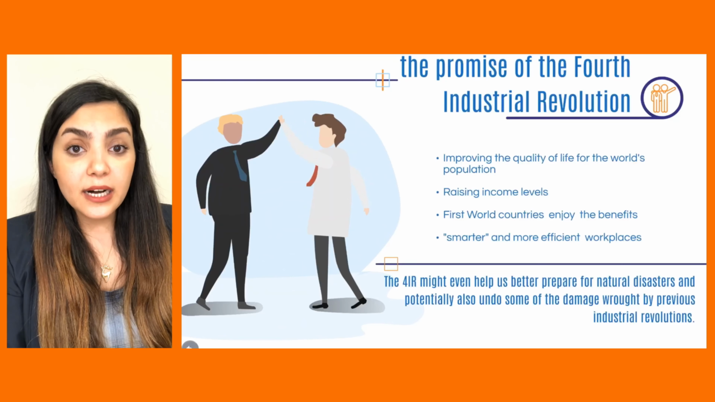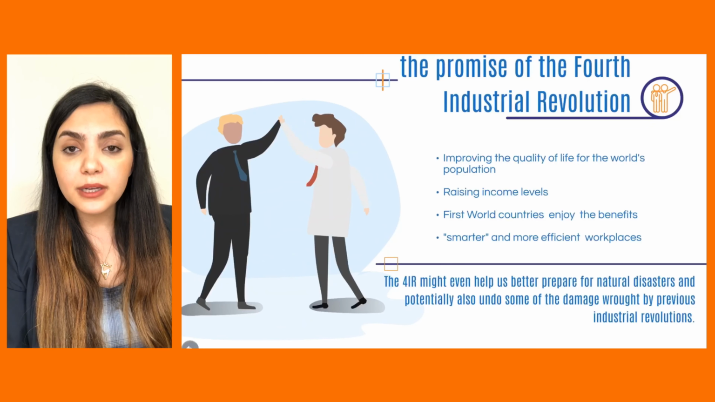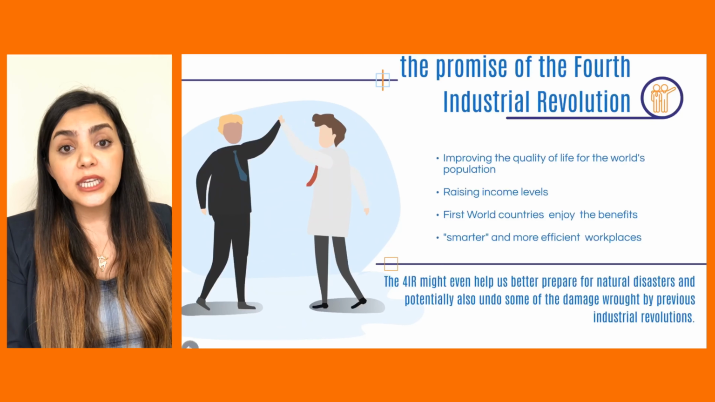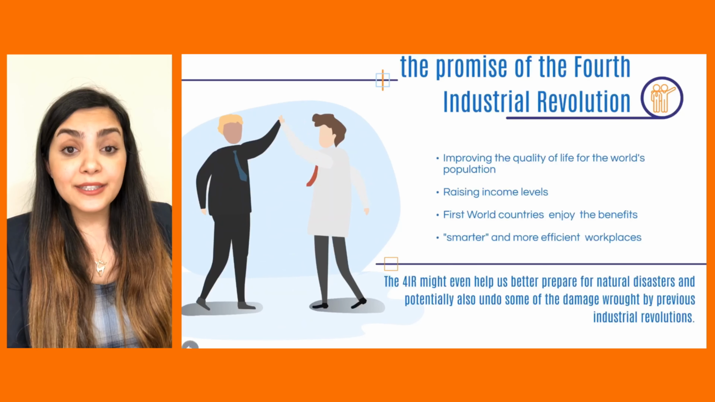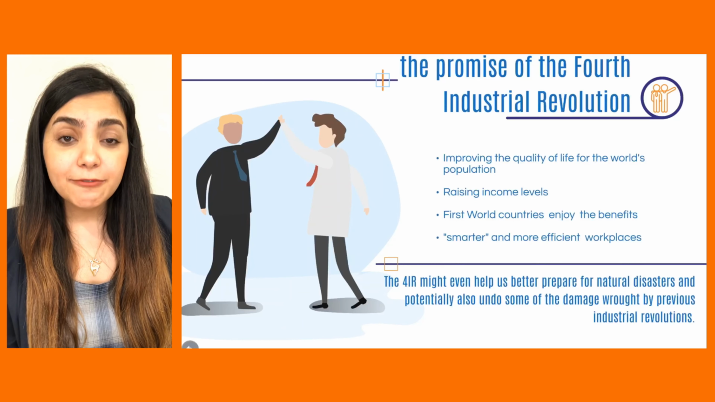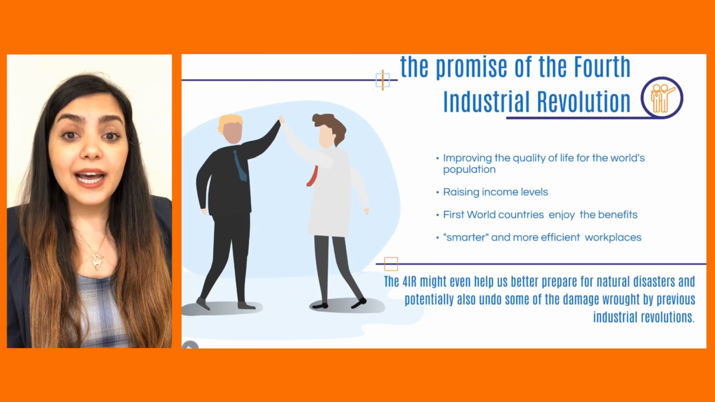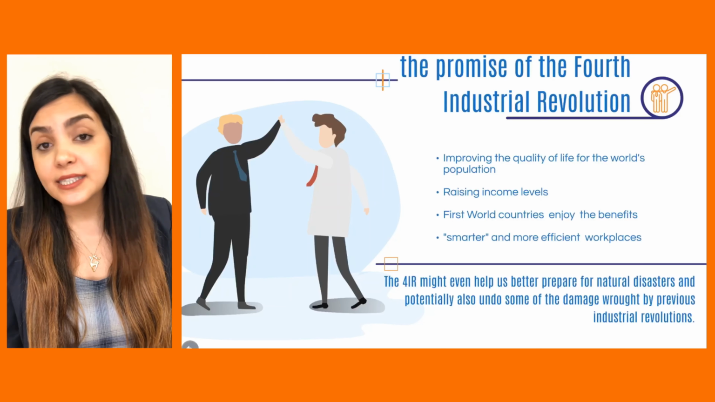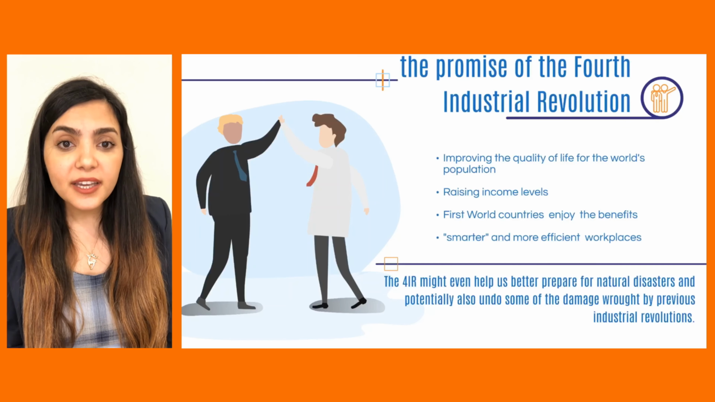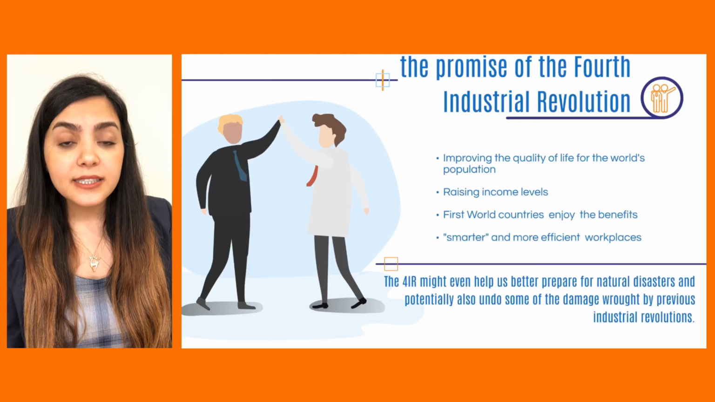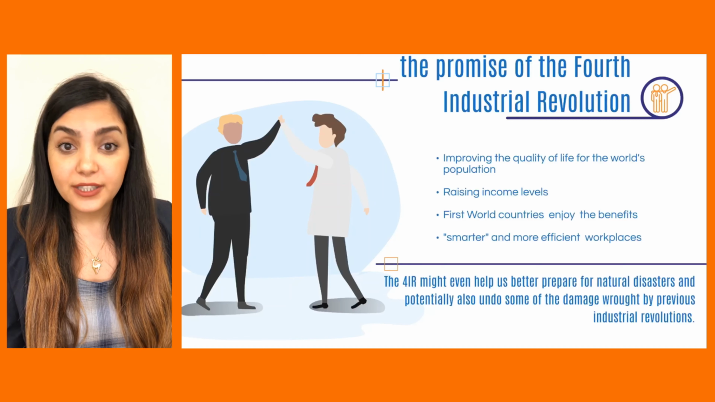What is the promise of the fourth industrial revolution? Indeed, one of the most significant promises of the fourth industrial revolution is to improve the quality of life for the world's population and raise income levels. For those in first world countries who already enjoy some of the benefits of a connected world, as well as new products and services developed to take advantage of the technologies, we appreciate efficiencies and conveniences such as booking a flight to getting a movie recommendation and so on.